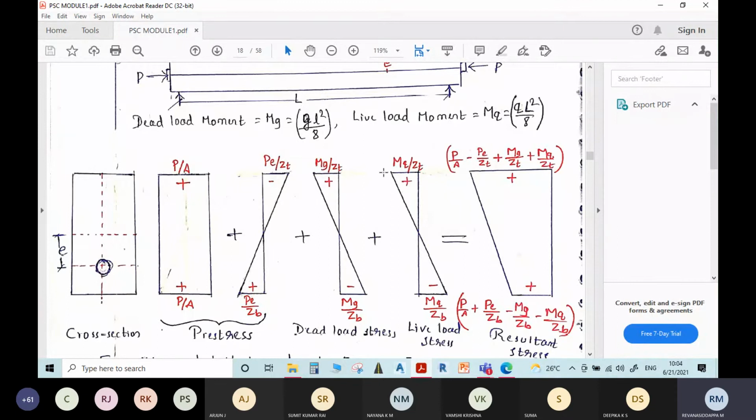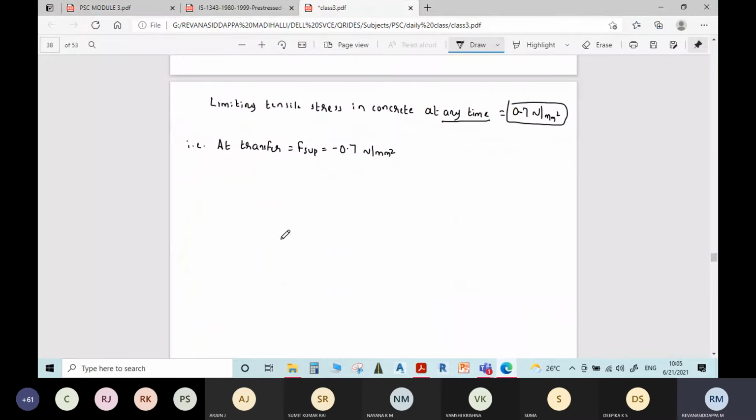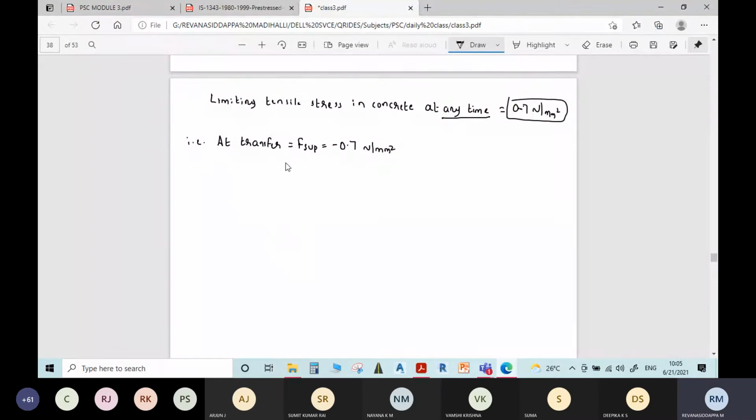Okay, there is no live load. We are considering the stresses at the transfer condition. Therefore, P by A minus Pe by Zt plus Mg by Z is equal to 0. That condition I'll write here. Are you understanding, students? Any doubts? Yes.